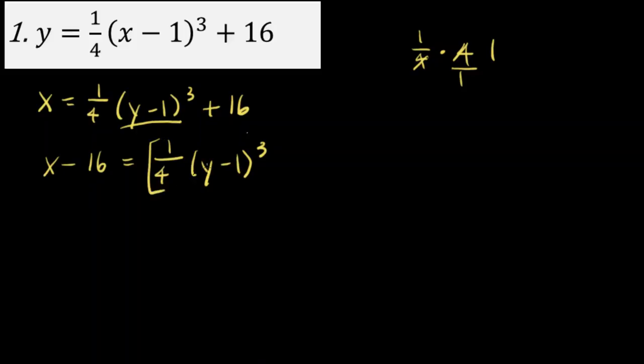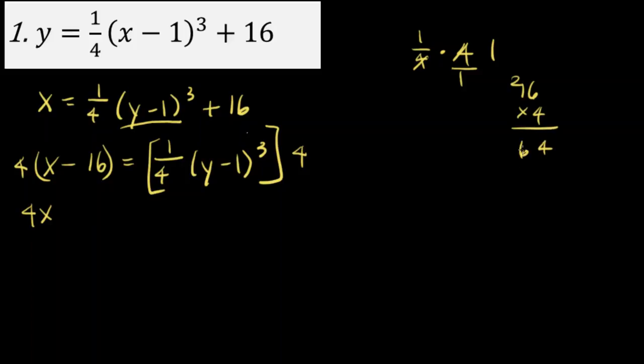So if I multiply this entire side, that's one term, by the way, by 4, then I have to multiply the other side by 4. Okay, so I'm going to go ahead and distribute. So 4x, 16 times 4 is 64, equals (y minus 1) cubed.